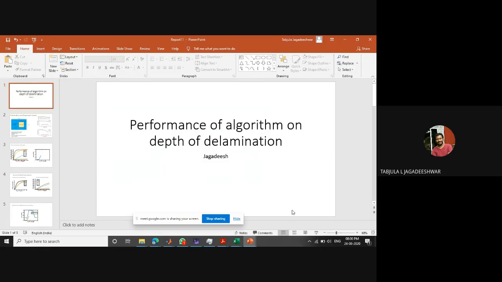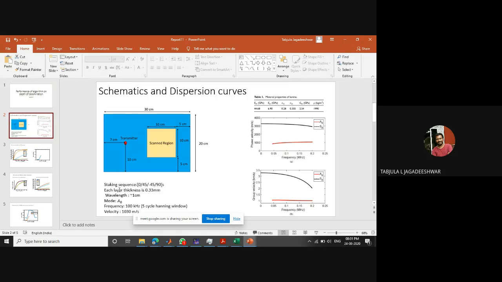Good evening, all. Today, I would like to discuss the performance of the algorithm at different depth locations of our delamination. In the previous report, what we tested was sensing points on the very top layer. Our test bed is an 8-layer composite that you can see here. The stacking sequence is 0, 45, minus 45, 90, and symmetric about 90. This is the 8-layer composite, and this is the scanned region.